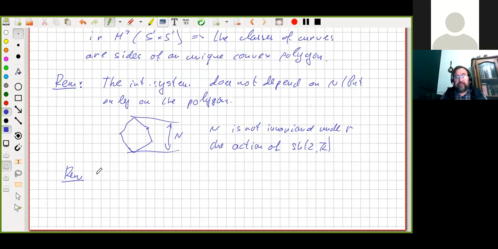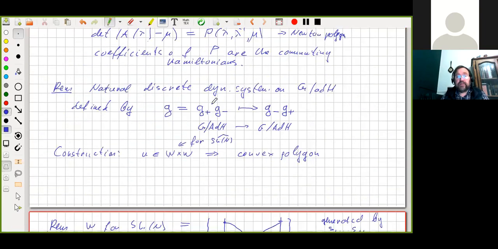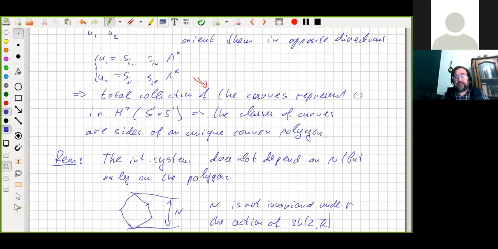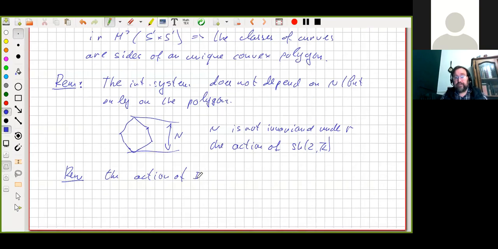So the claim: the action of the element tau, I'll denote it by D. The notion of D also depends on the representation. It is not invariant.